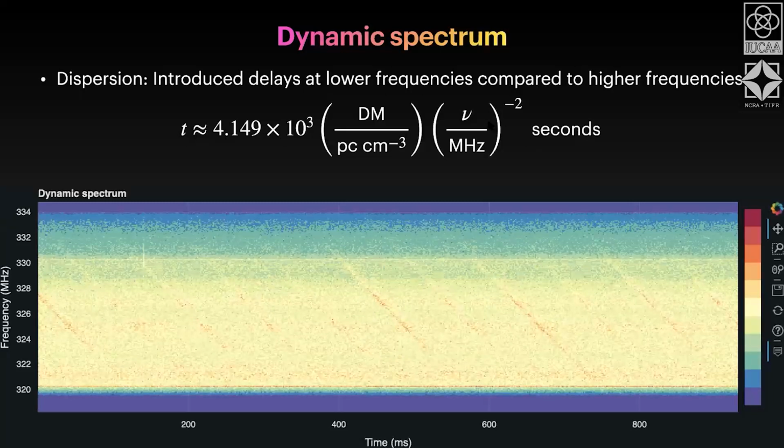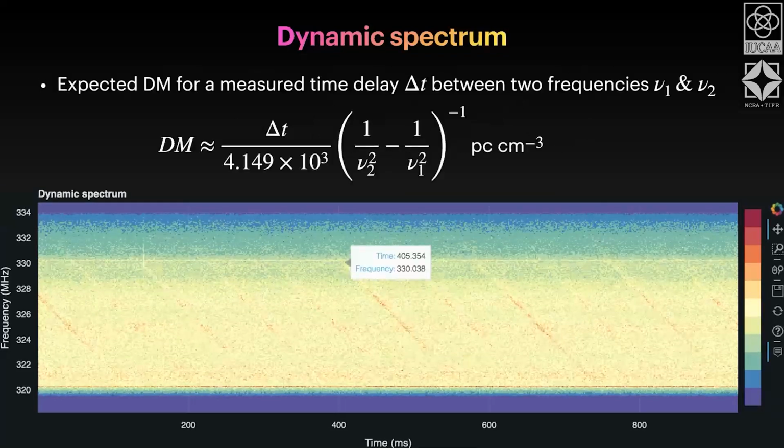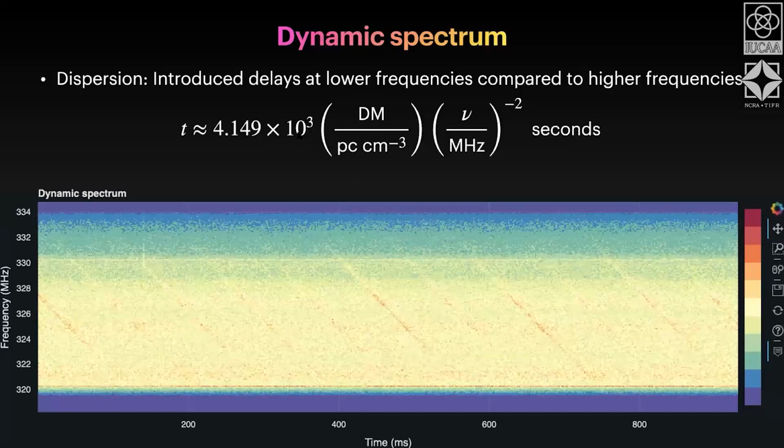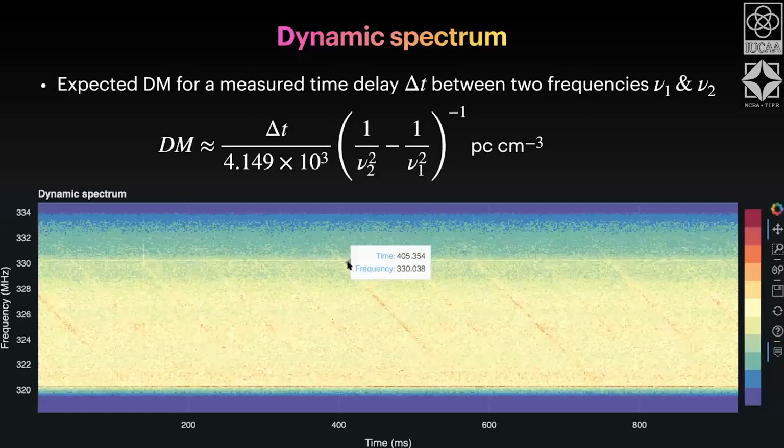terms of infinite frequency. So you can imagine, with respect to infinite frequency, at a frequency nu1, you'll have a delay t1. Similarly, you'll have, corresponding to nu2, a delay t2. And all we are doing is subtracting one from the other. So you have two expressions, and these values of nu1, nu2, t1, t2 can be obtained from the dynamic spectrum, or this matrix that you have.